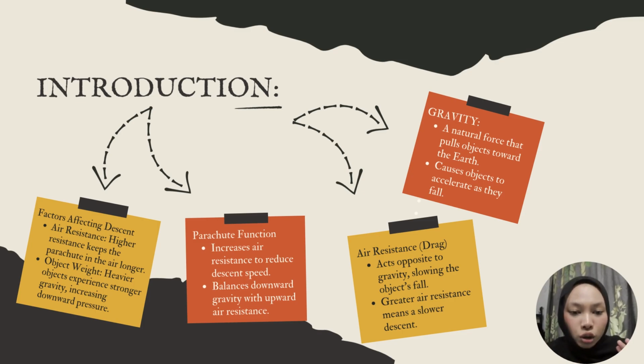A parachute is pushed downward by gravity and upward by air resistance. The parachute remains in the air longer when there is more air resistance, such as in a high wind. The downward pressure of gravity increases with the weight of the object tied to the parachute.